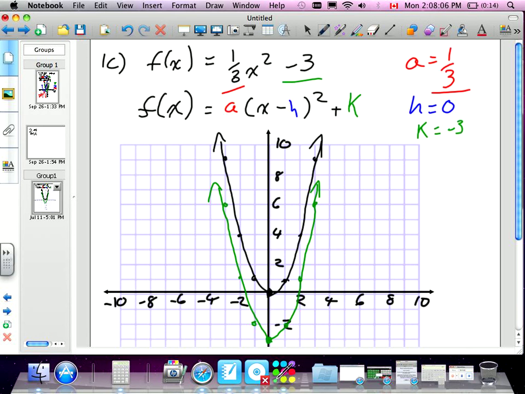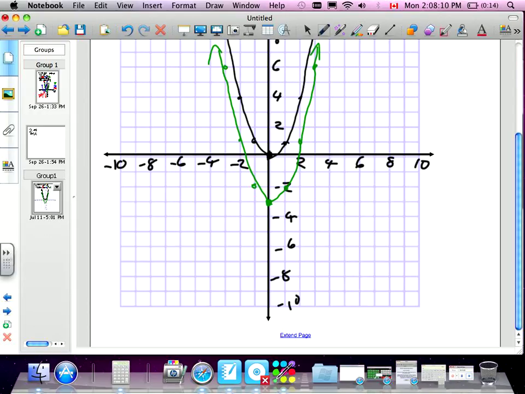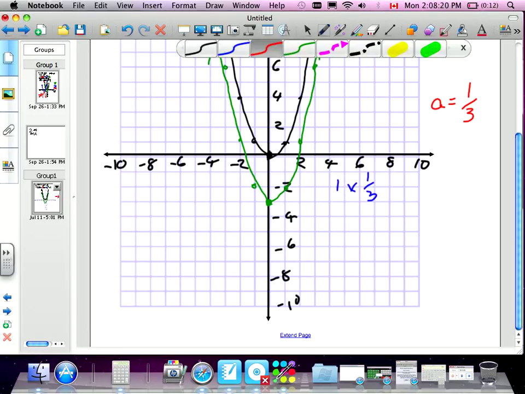So normally we go over 1, up 1, but because a is equal to a third, what is 1 times 1/3? 1/3. So I go over 1, and I only go up a third of 1. So that would be roughly here. That's so small. Over 1, up a third.